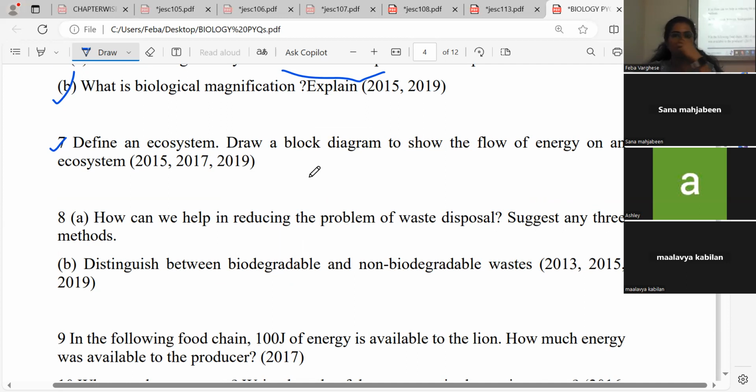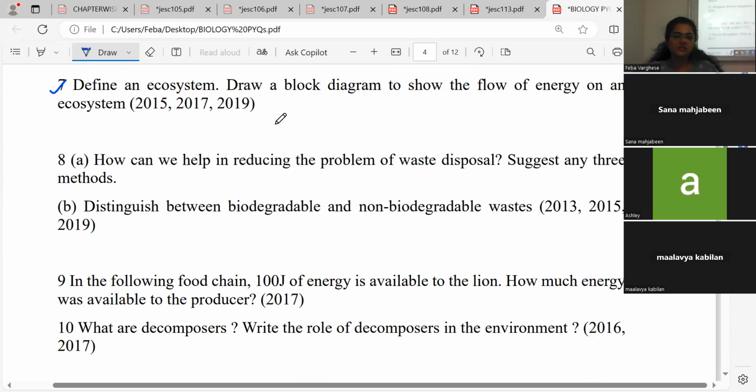Draw a block diagram to show the flow of energy in the ecosystem. Okay, sun. You can begin with the sun. Sun is giving energy to the producers. From the producers, it's being transferred to various trophic levels. Primary consumer, secondary consumer, tertiary consumer. Okay, in such a way you can use a block diagram. Now, 8. How can we help in reducing the problem of waste disposal? Suggest any 3 methods.